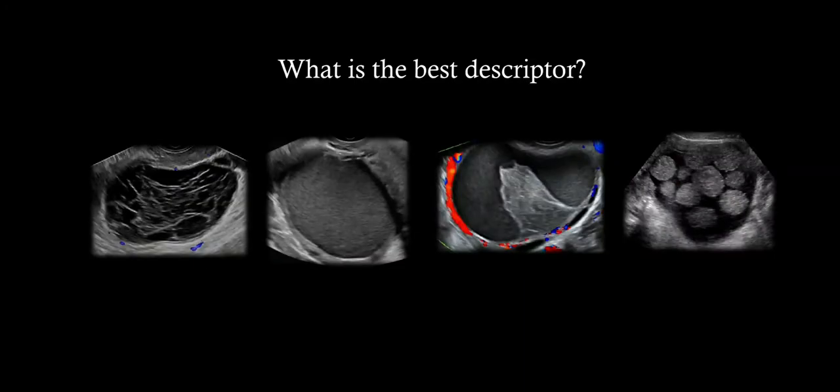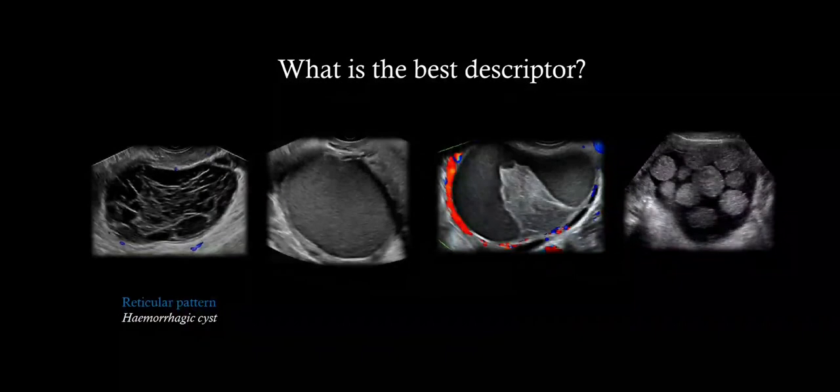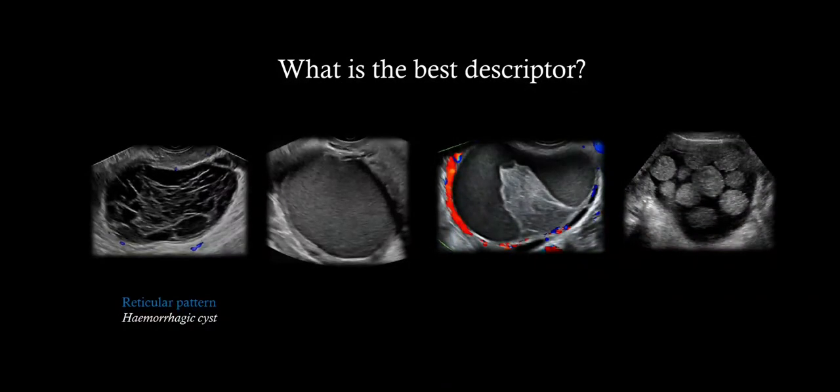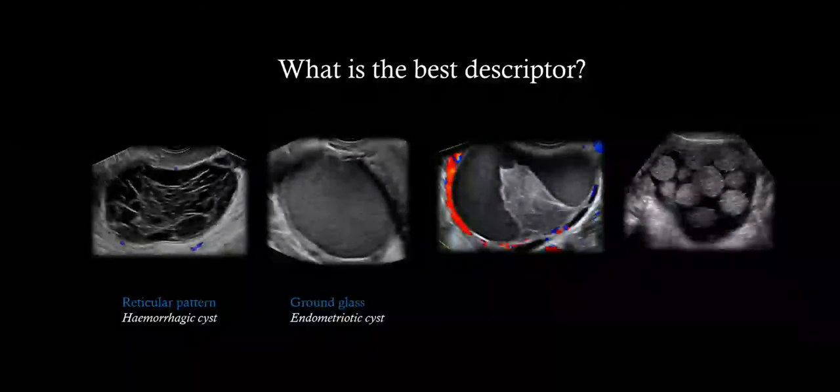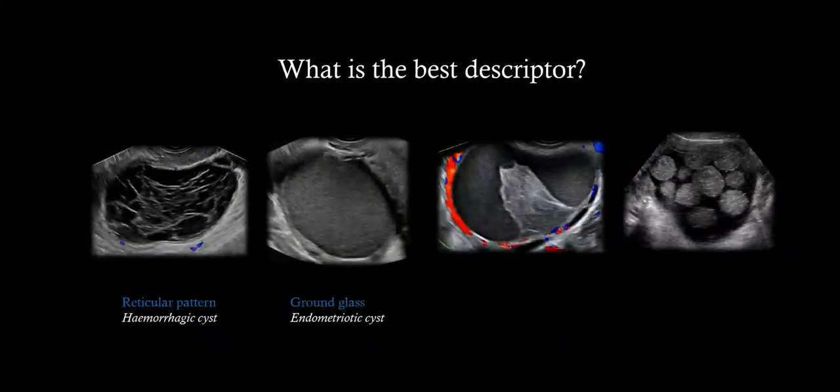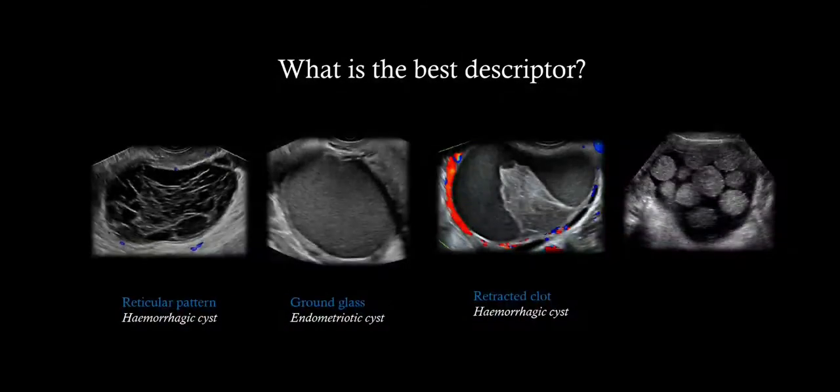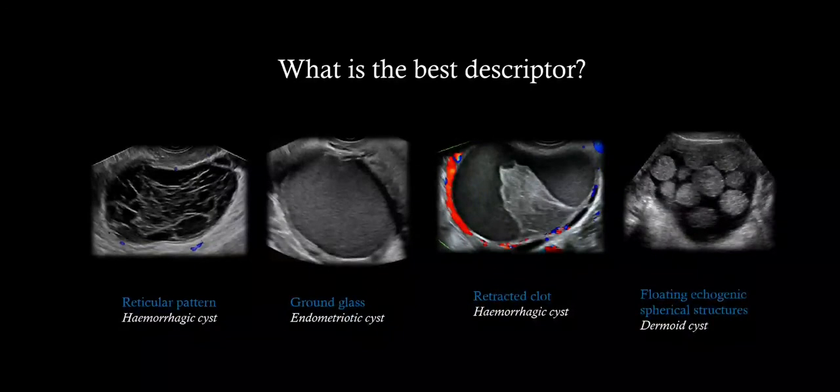So now when we come to the common lesions and the classical descriptors we use for it, we know the first lesion is a hemorrhagic cyst, and the classical description used is a reticular pattern. The next is an endometrioma, and the classical description is ground glass contents. These are the descriptors we should be using. The next is again a hemorrhagic cyst, and the descriptor used is a retracted clot. This is not a common appearance that we see for a dermoid. However, this is described as floating echogenic spherical structures.